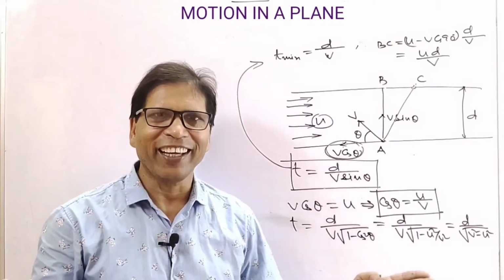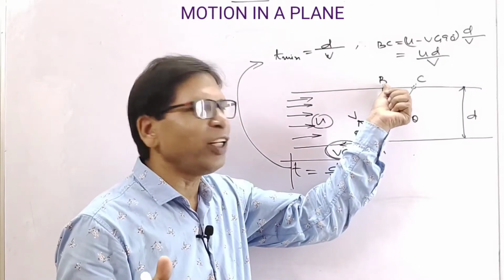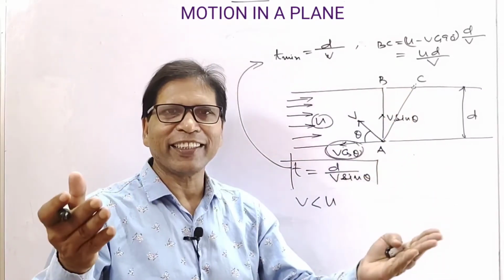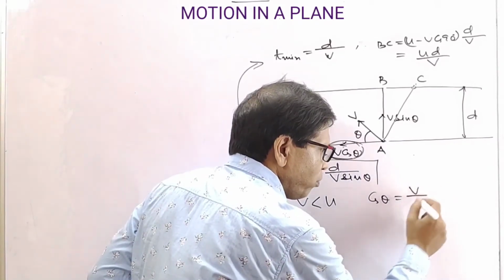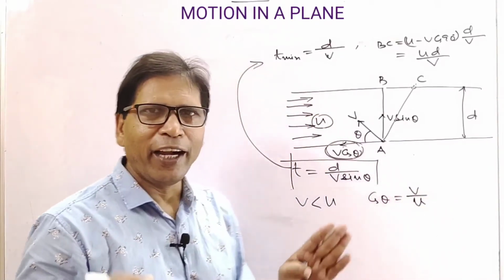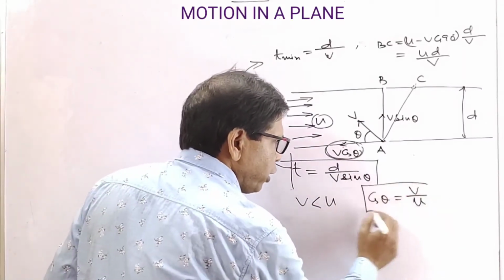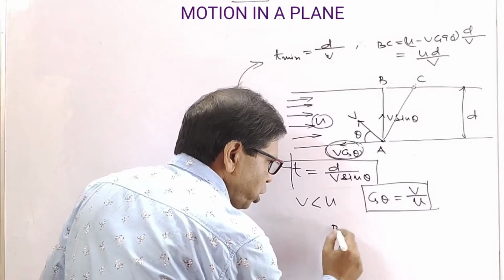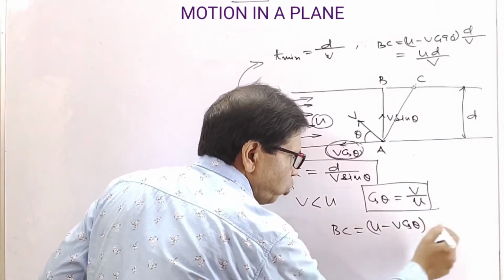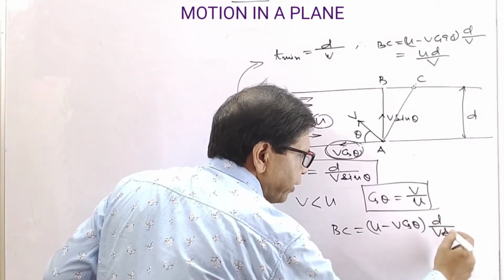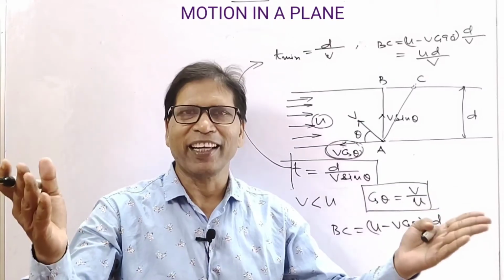Understood? Okay. If v is less than u, the person never reaches the directly opposite point. In this case, the drift becomes minimum if cos theta equals v by u. Okay, and the minimum drift can be obtained by applying this condition in the formula BC equals (u minus v cos theta) into d by v sin theta. Okay, understood? Now a numerical.